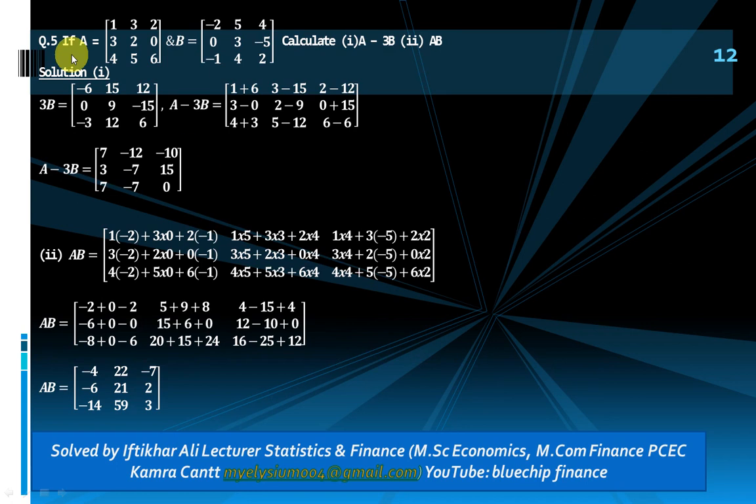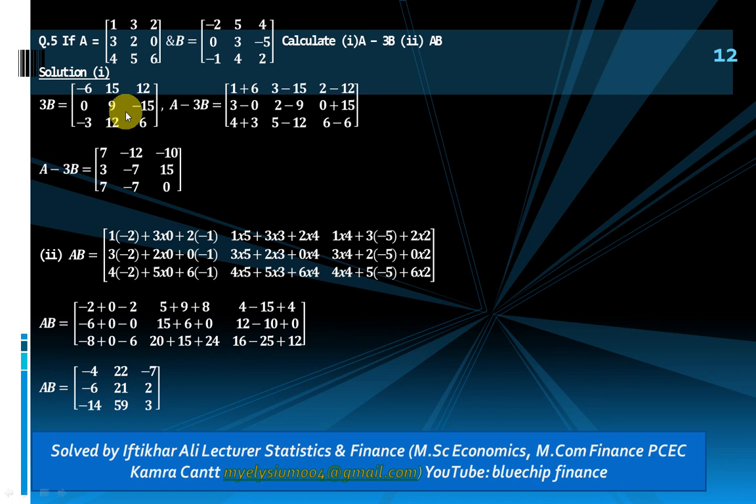Question number 5: if A matrix is this and B matrix is this, calculate A minus 3B and AB. First of all, we simply multiply the B matrix with 3. So minus 2 multiplied by 3, 5 multiplied by 3, 4 multiplied by 3, 0 multiplied by 3 and so on, and this is given here.